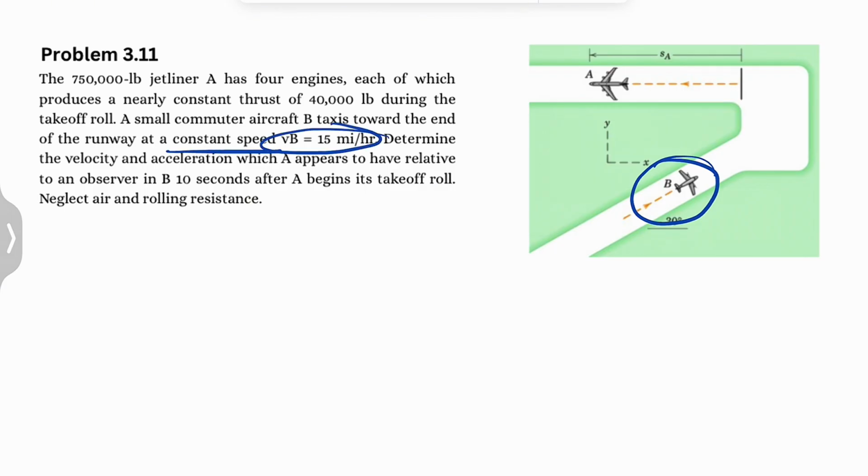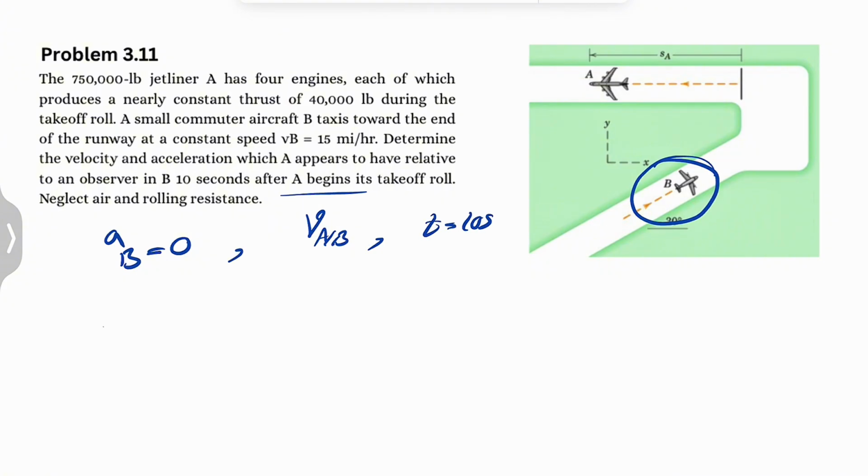So constant speed means the acceleration of B is going to be 0. We also have the velocity for that. We need to determine the velocity and acceleration which A appears to have relative to an observer in B. So we are looking for the velocity of A relative to B 10 seconds after A begins its takeoff roll. We can neglect the air and rolling resistance.